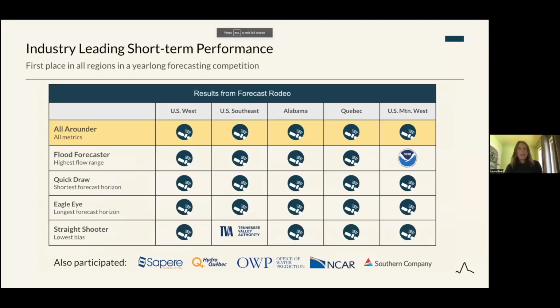Great. And at the end of the day, I think there's still a question of, how well does this LSTM model do in operations? And we were fortunate enough to be a part of a year-long co-sponsored competition that was hosted by the Bureau of Reclamation and a hydropower interest group, where we were an entrant along with a lot of other groups that make forecasts, including NOAA and some other entities.